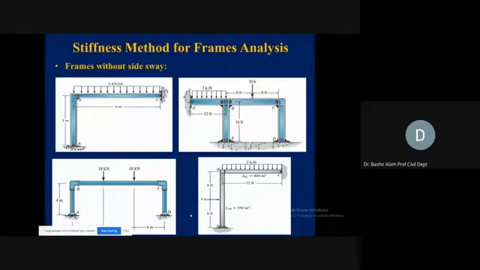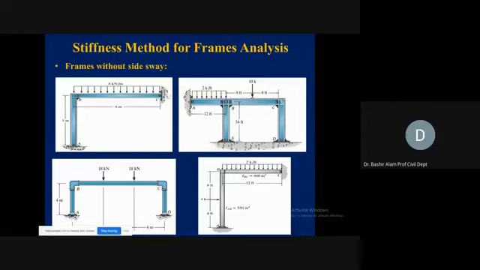Frame without sway. This is a non-sway frame we are showing here. Now at A, if you see, we have a hinge support condition. At B, we have a rigid joint. And at C, again, we have a hinge support condition. If you look at the loading now, the frame is unsymmetrical. This 5 meters vertical length, if you see, we don't have this on the right side.